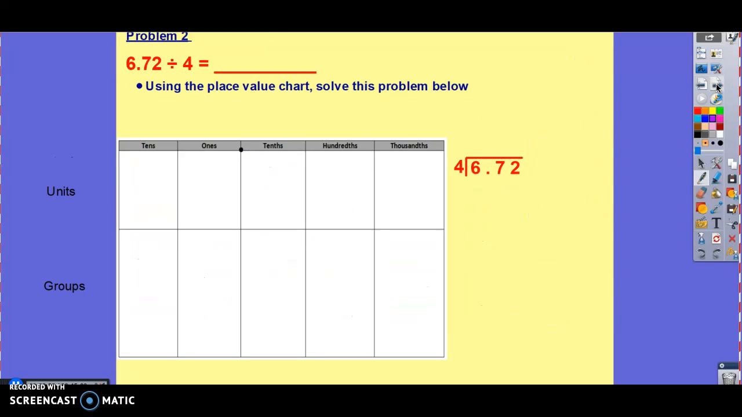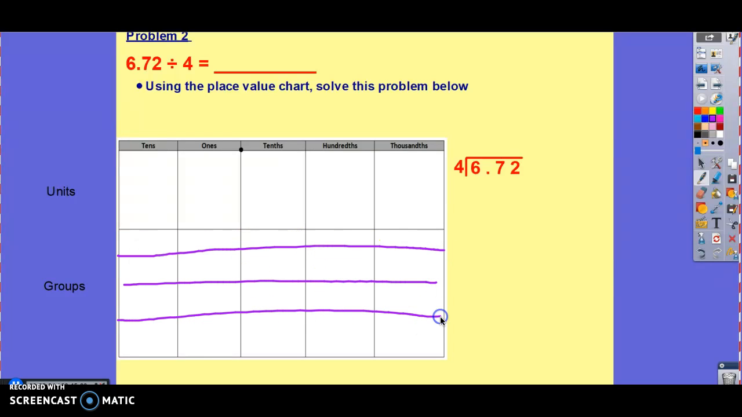Problem 2, we have 6 and 72 hundredths, which is something we did with problem 1, but now we're going to divide it into 4 equal groups, just like on our sample problem. So we have our 6 ones, our 7 tenths, and our 2 hundredths. Now we're dividing into 4 equal groups.